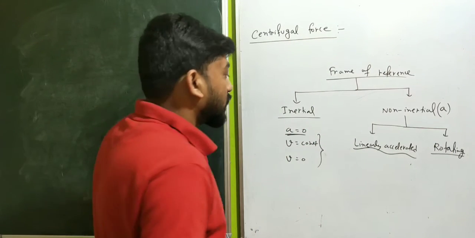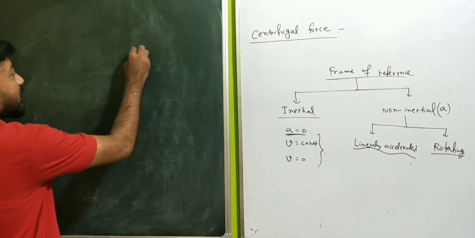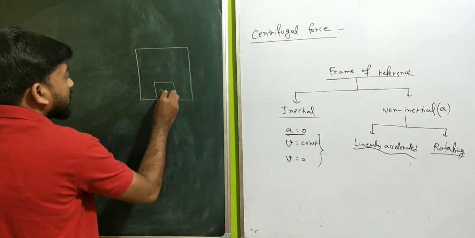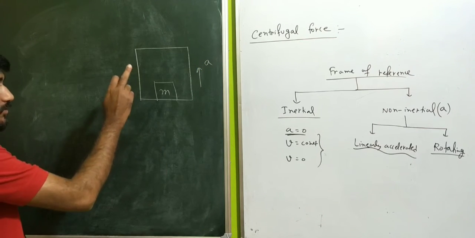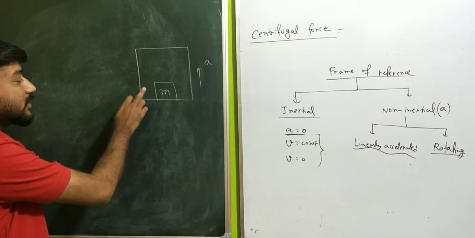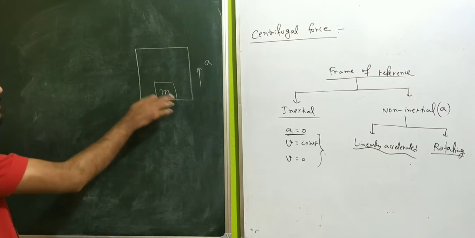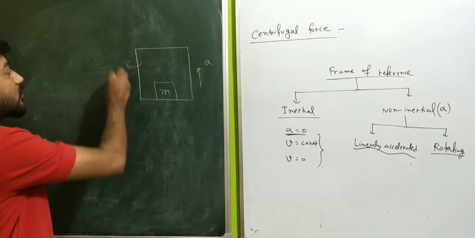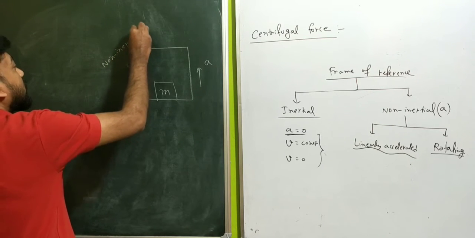We have discussed the linearly accelerated frame, and I have given the example of a lift. I discussed the motion of the lift. Suppose this is a lift and an object of mass m is here, and the lift is moving upwards. Consider the motion with reference to the frame of the lift itself. If we draw the free body diagram of m from inside the lift, the lift is a linearly accelerated frame, so this is a non-inertial frame.